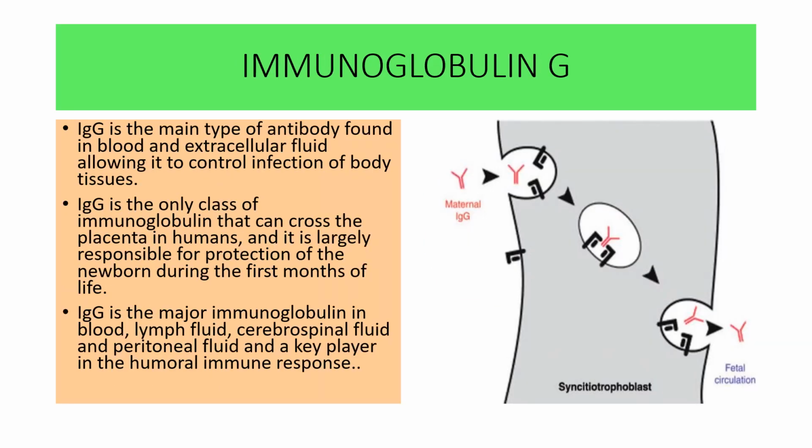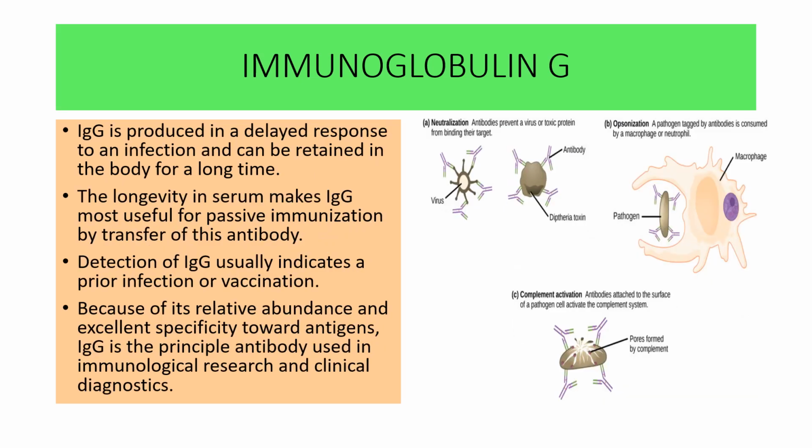IgG is the main type of antibody found in the blood and extracellular fluid, allowing it to control infection of body tissues. IgG is the only class of immunoglobulin that can cross the placenta in humans and is largely responsible for protection of the newborn during the first month of life. IgG is a major immunoglobulin in blood, lymph fluid, cerebrospinal fluid, and peritoneal fluid and is a key player in the humoral immune response. So in this way, IgG can cross the placenta.